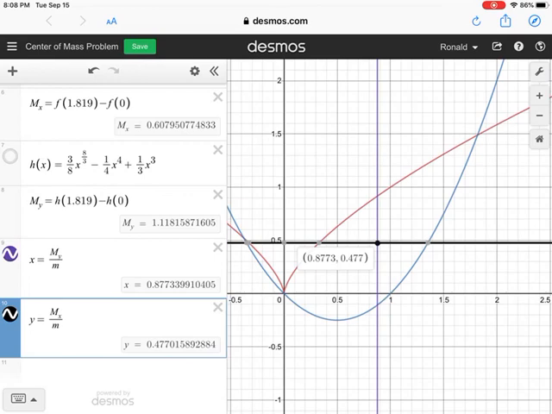And so in a problem like this, let Desmos do all the heavy lifting, but you need to know how to set up the integrals. You need to know how to actually do the integrating. And so that's that. So hope you enjoyed this video.